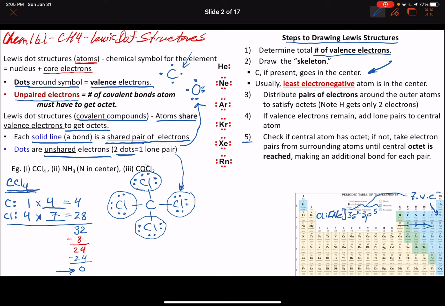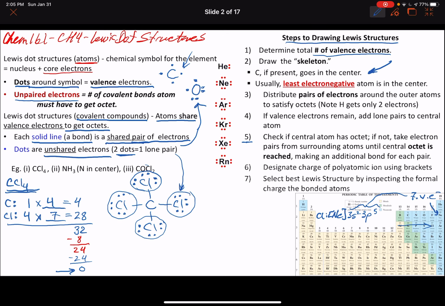And then lastly, if we were handling polyatomic ions, we would use brackets around the whole structure to reflect the overall charge. And we would consider perhaps if there were more than one correct answer after doing things like borrowing pairs, if there is a better choice based on some formal charge calculations that we'll do in a later video. So we'll hang on to rule 7 for a later moment when we understand how to calculate formal charge.